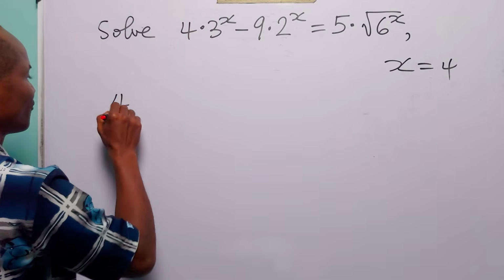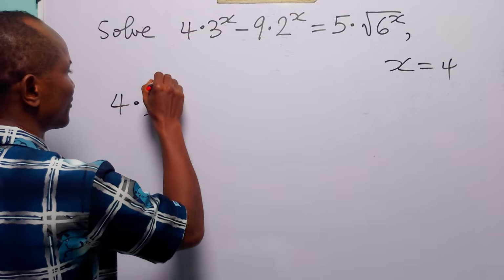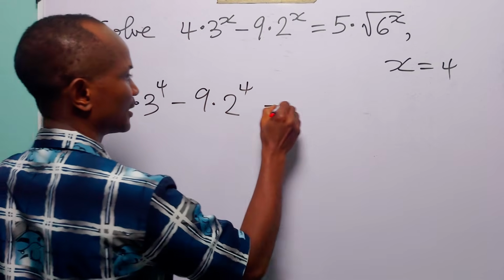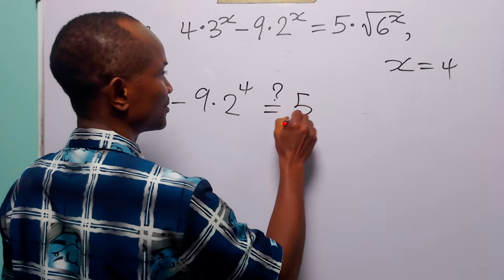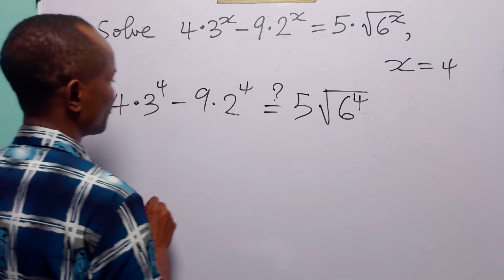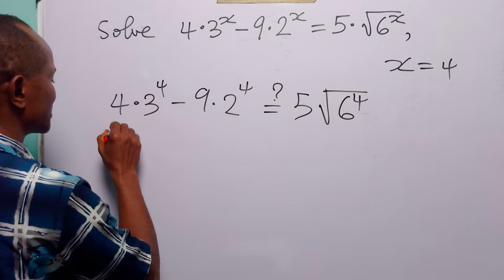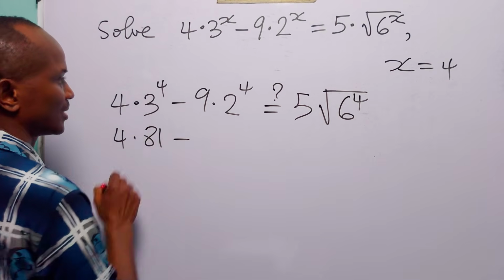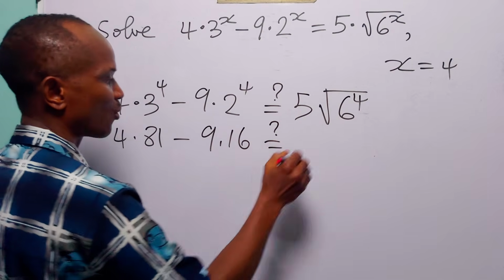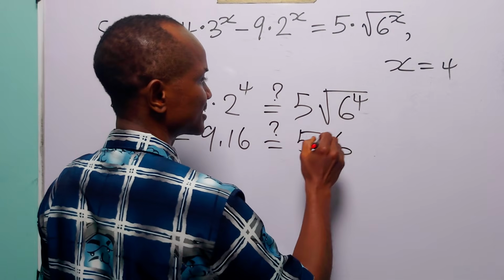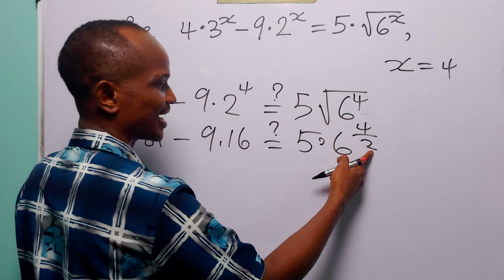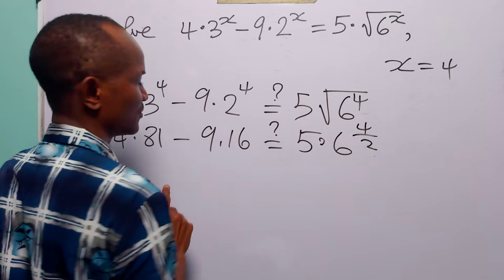Now, to check our answer, let us substitute 4 for x into the original equation. We have 4 times 3 to the power 4 minus 9 times 2 to the power 4. Now, is this equal to 5 times the square root of 6 to the power 4? 3 to the power 4 is 81. 2 to the power 4 is 16. Is this equal to 5 times 6 to the power 4 divided by 2? Of course, you know that we are dividing by 2 because of the square root.